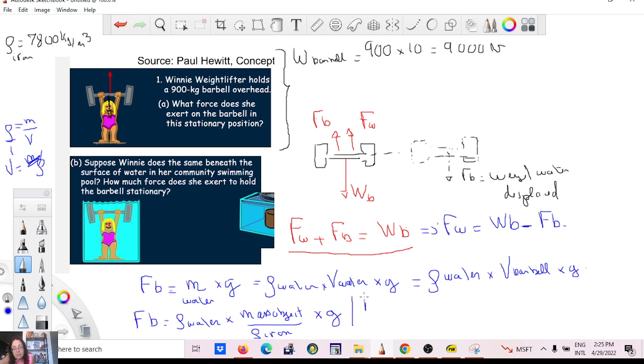So what do we get? Something very interesting is that the buoyant force, and it's always true when you have a totally submerged object, will be the density of water divided by the density of your object.